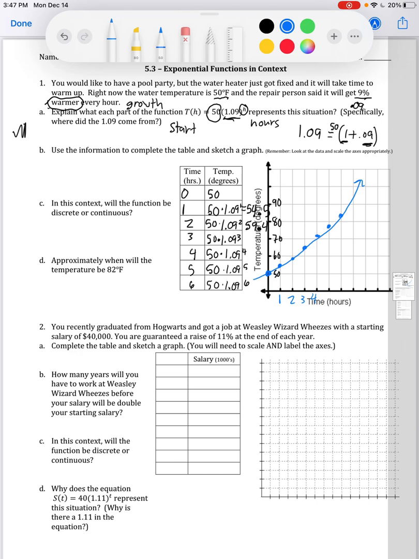In this context, would the function be discrete or continuous? For me, I always ask myself the question of, does it make sense to connect the dots together? In this case, I'd say yes, because we could, at times that aren't directly on the hour, go and measure the temperature. So I'd say yes, this one is continuous. And approximately when will the temperature be 82 degrees? About right about in between 5 and 6, so I'd say probably about 5.5 hours.